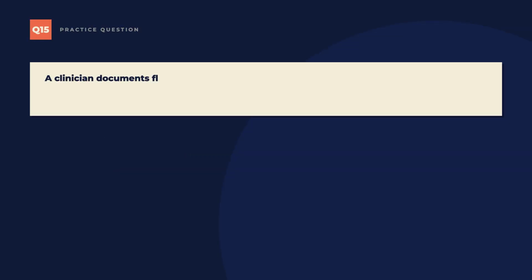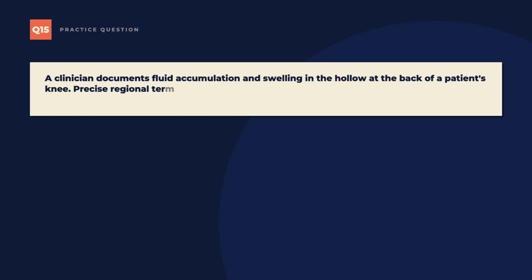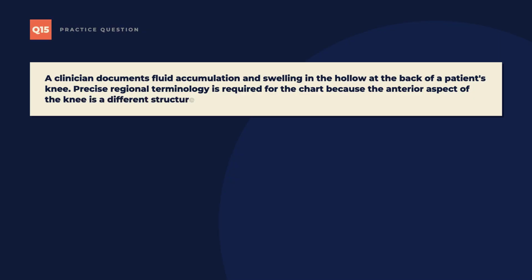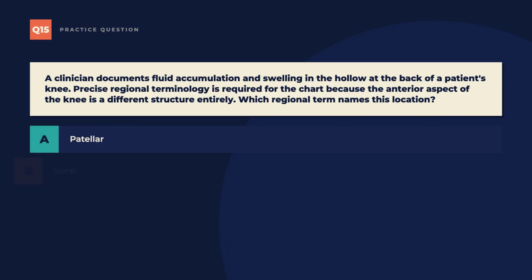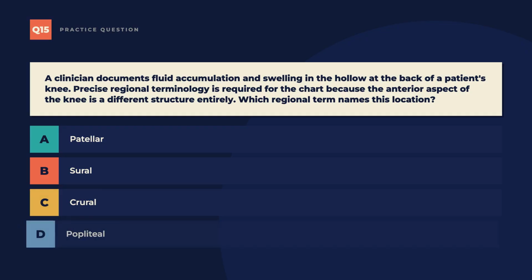Question 15. A clinician documents fluid accumulation and swelling in the hollow at the back of a patient's knee. Precise regional terminology is required for the chart because the anterior aspect of the knee is a different structure entirely. Which regional term names this location? Your options are A. Patella, B. sural, C. crural, D. popliteal. Don't overthink it, which one feels right?